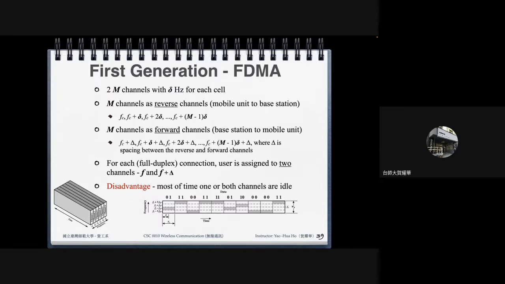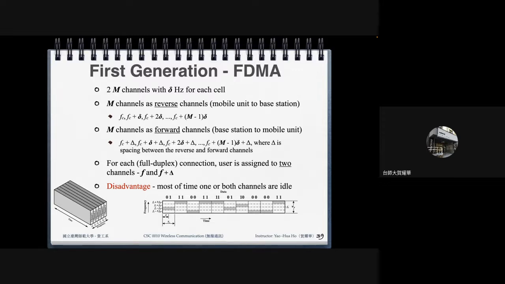For the first generation, because it's pure analog, you can only use frequency division multiple access. So you will have 2M channels, each with a delta hertz width. M channels are reverse channels and M channels are forward channels. One set of M channels is the reverse channel, from mobile units to the base station. The other set, the forward channels, goes from the base station to mobile units. Each of those channels is separated by some delta. So for each duplex connection, users are assigned two channels, F and F plus capital delta.